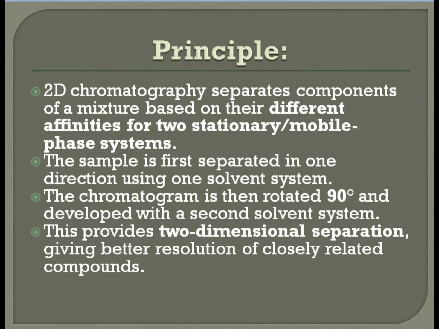This slide explains the principle of 2D chromatography. It separates components based on their different affinities for two solvent systems. First, the sample is run in one direction with the first solvent. Then the paper is rotated 90 degrees and run again with the second solvent. This gives better separation and helps resolve closely related compounds in the mixture.